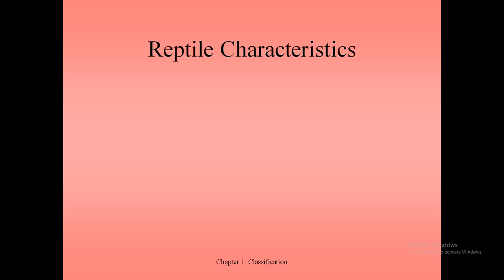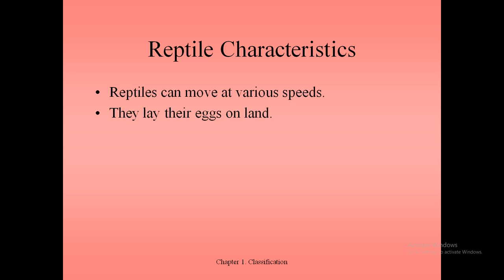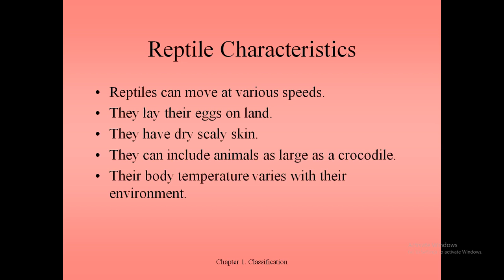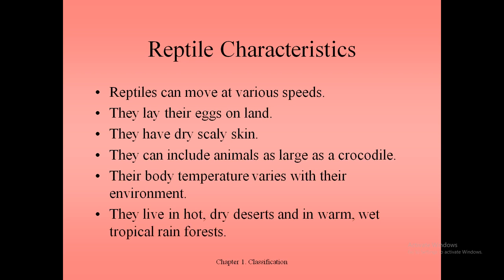Reptiles. Characteristics of reptiles: reptiles can move at various speeds, fast or slow. They lay their eggs on land. Their shells are hard and their egg yolk is less. They have dry scaly skin. They can include animals as large as a crocodile. Their body temperature varies with their environment, like they are cold-blooded animals. They live in hot, dry deserts and in warm, wet tropical rainforests.